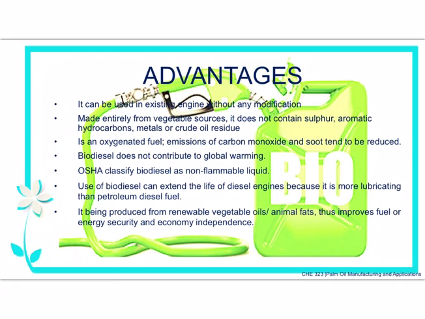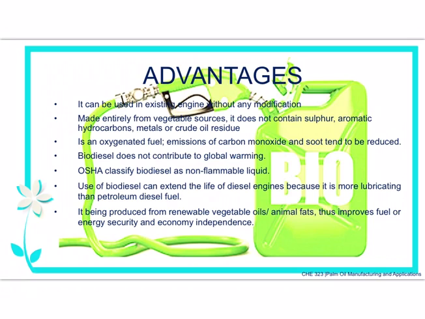There are many advantages that you can get from biodiesel. When you talk about biodiesel, it can be used in existing engines without any modification of the engine, right? The second one is that it is made entirely from vegetable sources. Therefore, it does not contain sulfur, aromatic hydrocarbons, or metals, or crude oil residues. The third advantage is that it is an oxygenated fuel. When you talk about oxygenated fuel, the emission of carbon monoxide and soot tends to be reduced or minimized.